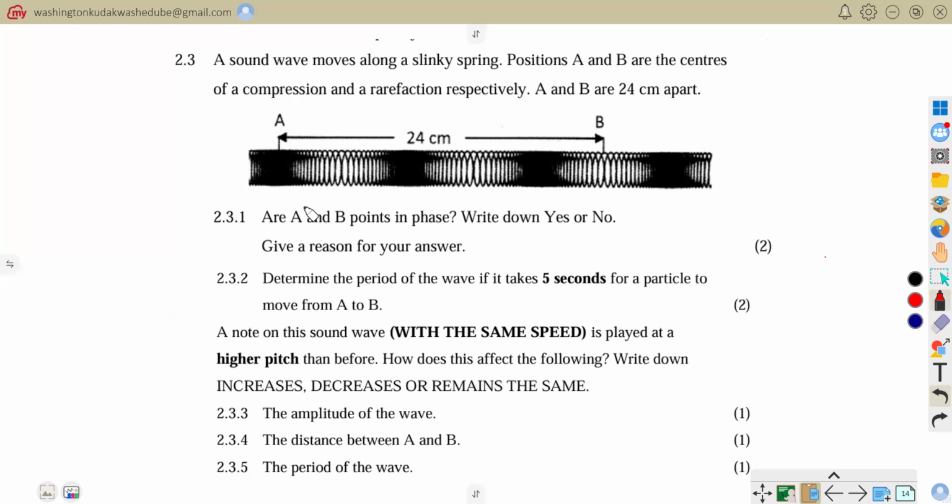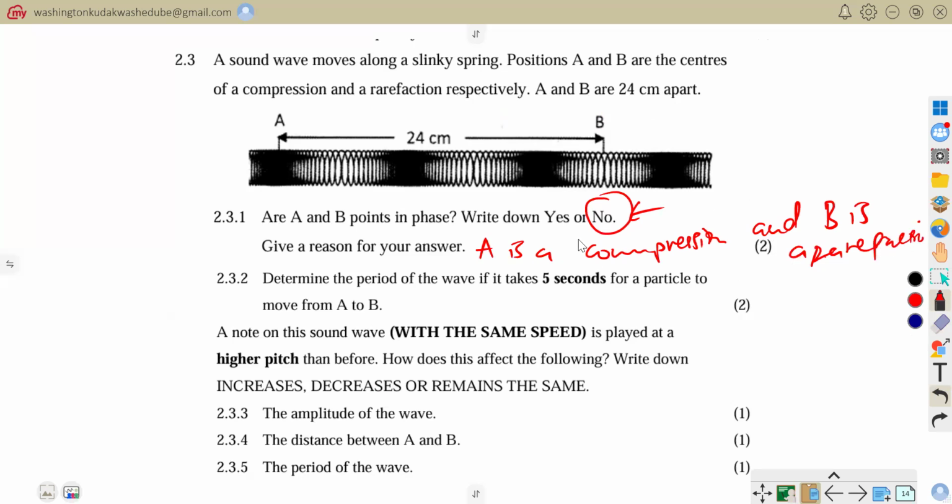Question number 2.3.1 is saying, are A and B points in phase? Write down your answer as yes or no. These 2 points, they are not in phase. No, they are not in phase. Why? Because this is a compression and this is a rarefaction. Only compressions and compressions are in phase, and only rarefactions and rarefactions are in phase. So you would say, no, these 2 points are not in phase. And then they're saying, give a reason for your answer. You would say A is a compression and B is a rarefaction.